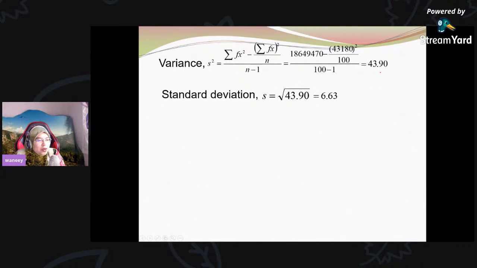6.63. Oh, by the way, the data is a little bit dull actually because it's simply the same thing, right? So you just need to calculate your frequency, your midpoint, summation for fx, summation for fx square. So please do understand if it seems a little bit dull. Because it's just calculation, put into the formula, then settle.